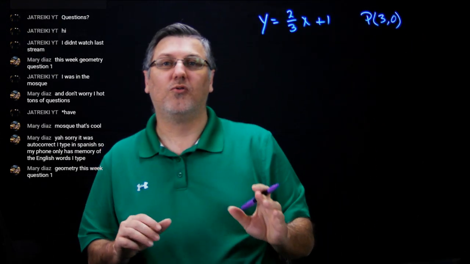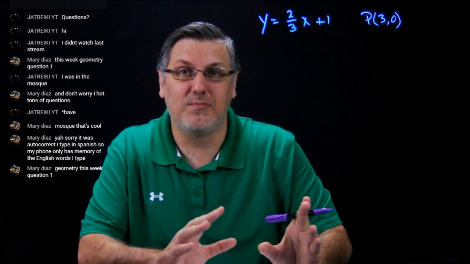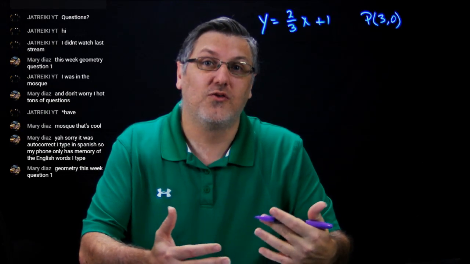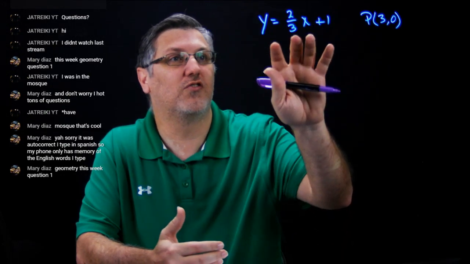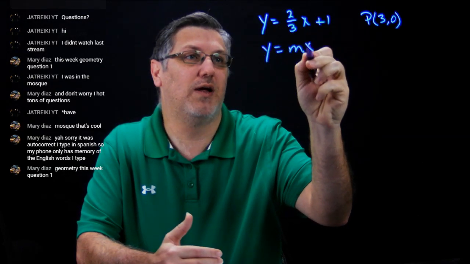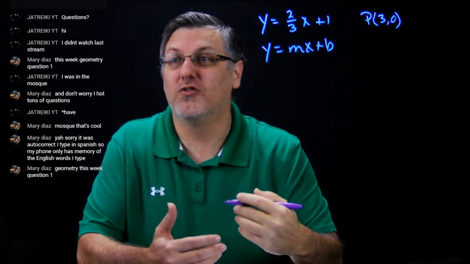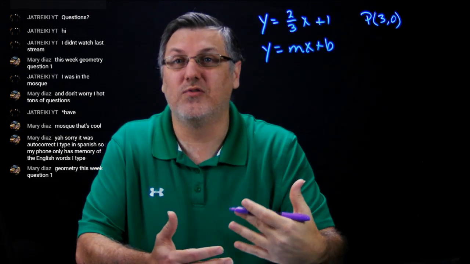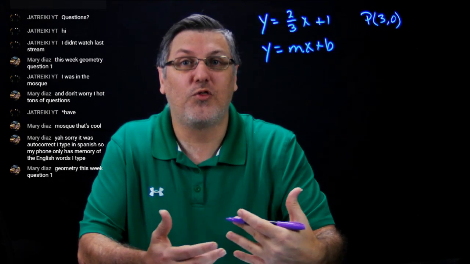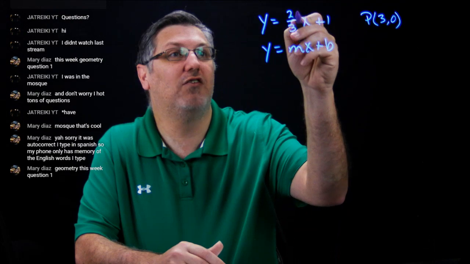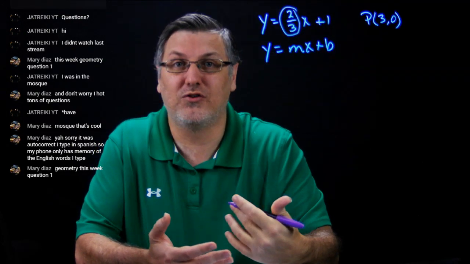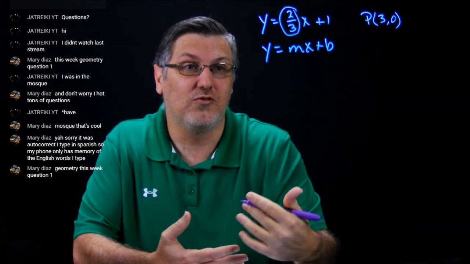Okay, so the first thing we need to know is the relationship between parallel and perpendicular. Well, parallel means they have the exact same slope. So we have to remember from the slope-intercept form, because this is written in slope-intercept form, what the slope is. y equals mx plus b. So the slope is my m. Whatever number is in front, or the coefficient, what we call in math, in front of the x, with the sign, is the slope. So in this case, my slope is 2/3. So this line here, y equals 2/3 x plus 1, has a slope of 2/3.